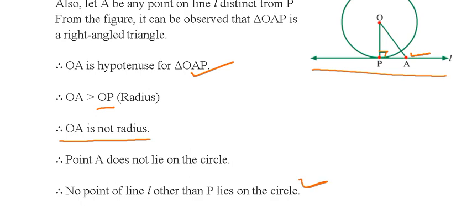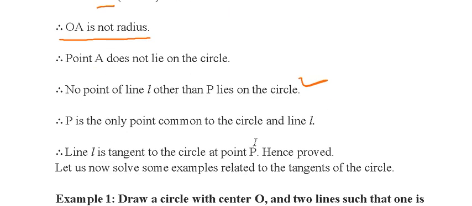We have to plot P here to indicate that except P, no other point is on the circle. Now, P is the only point common to the circle and line L. Line L is a tangent to the circle at point P, hence proved.